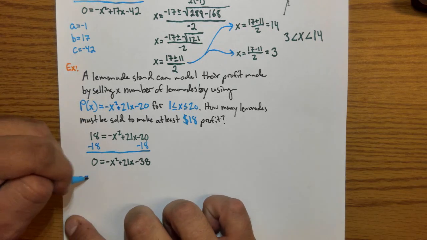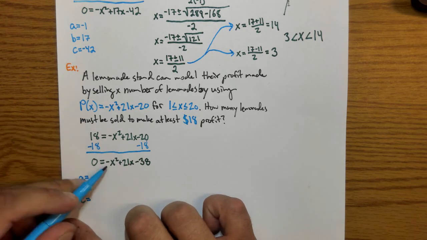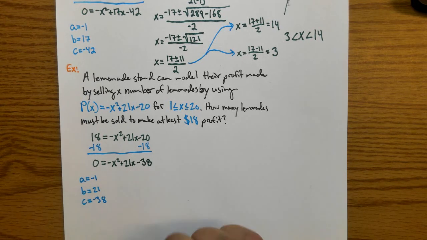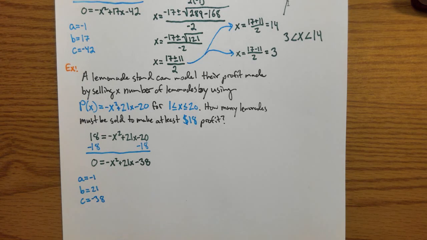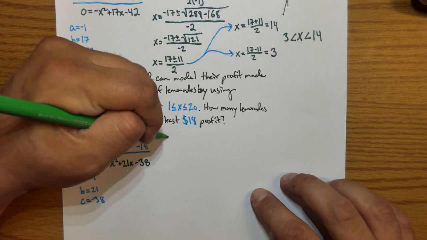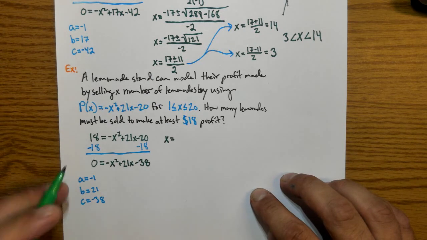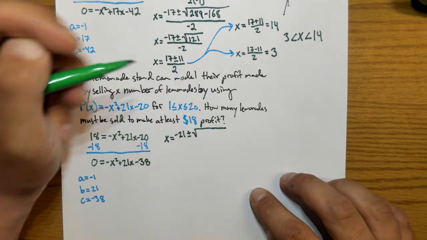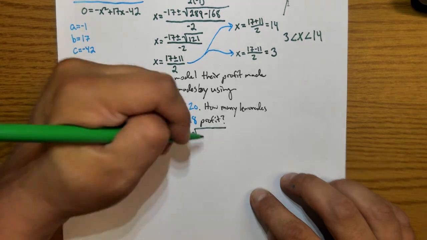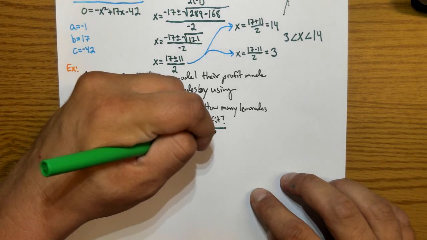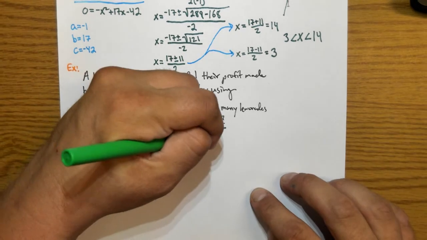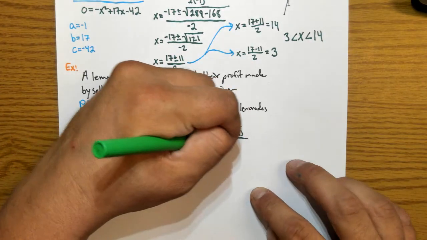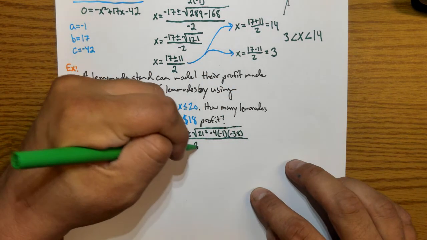So again, I'll define my a, b, and c. a is negative 1, b is 21, and c is negative 38. And let's get to it. So x equals negative b, so negative 21, plus or minus the square root of 21 squared, that one I definitely don't have memorized, minus 4 times a, which is negative 1, times c, which in this case is negative 38, all divided by 2a, so 2 times negative 1.